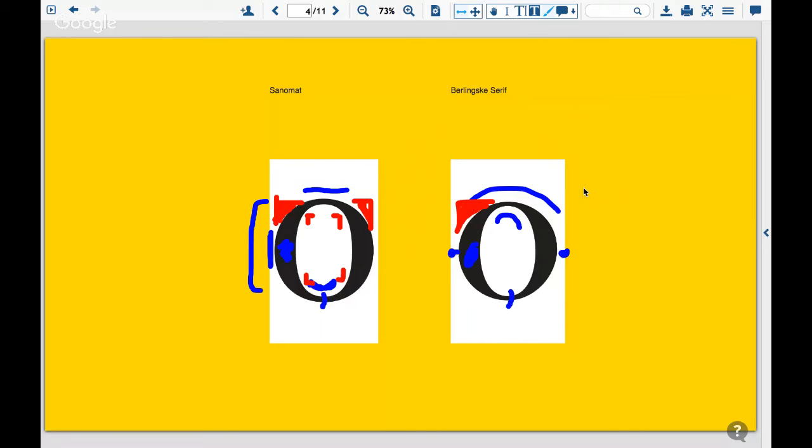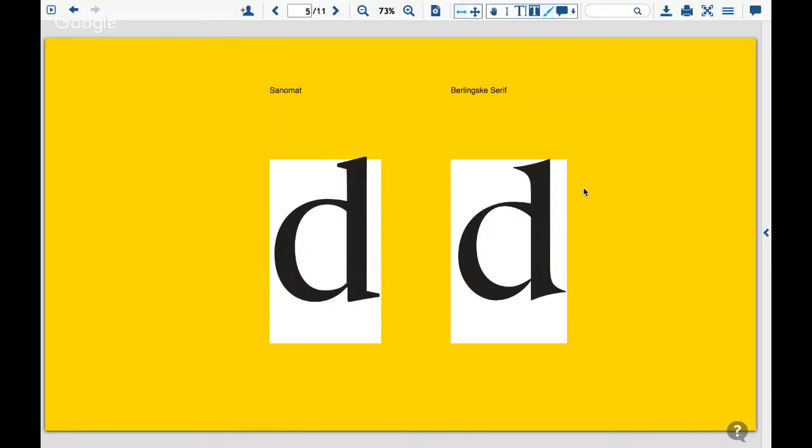Woohoo! So, now that we've looked at that more rectangular profile of Sanomat, should we see what happens when we combine the straight and the round together in the next letter? Ooh. Got it. Very exciting. Yippee!